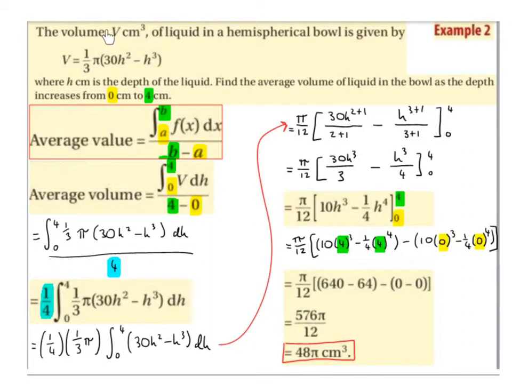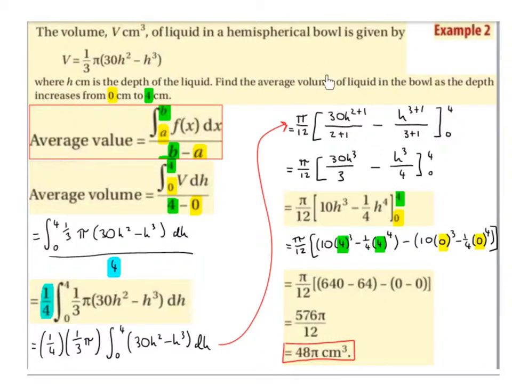The volume, V centimetre cubed, of liquid in a hemispherical bowl is given by V equals a third pi times 30h squared minus h cubed, where h centimetres is the depth of the liquid. So these h's here represent the depth of the liquid. Find the average volume of liquid in the bowl as the depth increases from 0 centimetres to 4 centimetres.